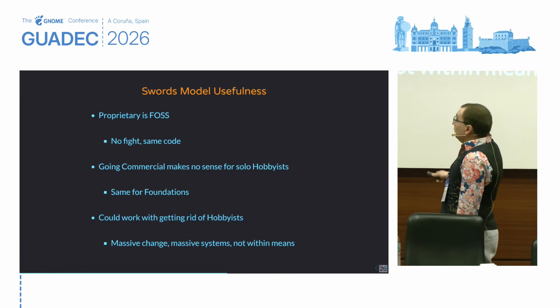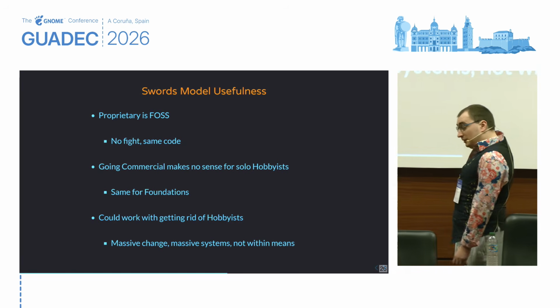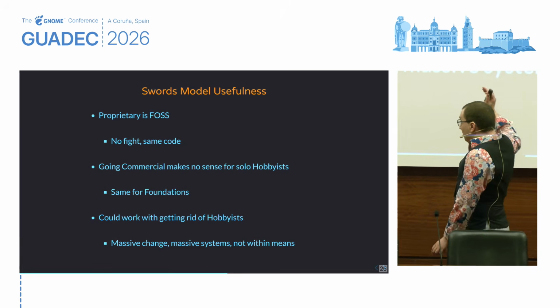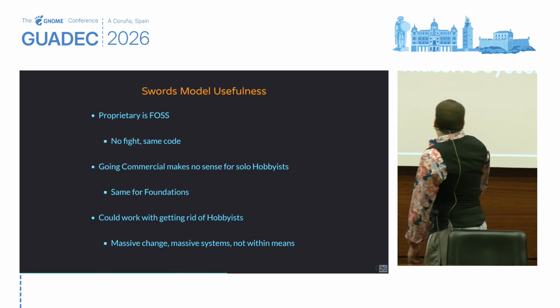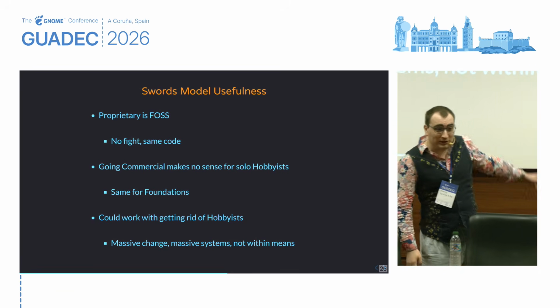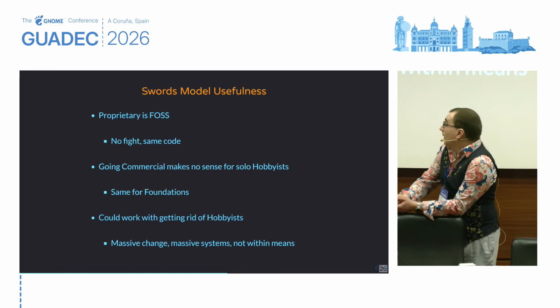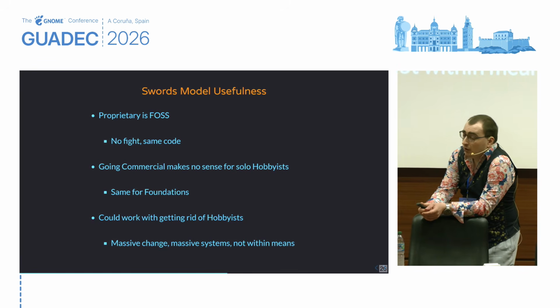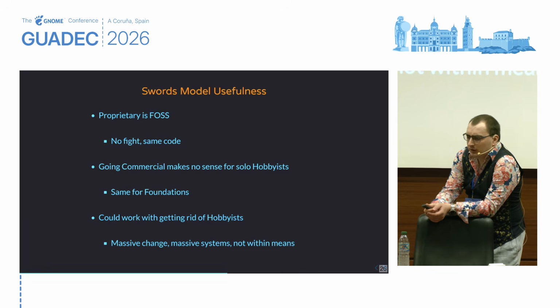It could work, though, going commercial, if we get rid of all the hobbyists. Right? Like, make everything a non-hobbyist, a paid system. I'm sorry, this is a massive change. This is not within our means, and probably not within the realms of reality. This would mean that you would have to pay millions of people a pretty large tech salary, and you would need to build a system to fund that and find a way to manage and administrate this kind of money disbursing. That's not going to happen anytime soon.